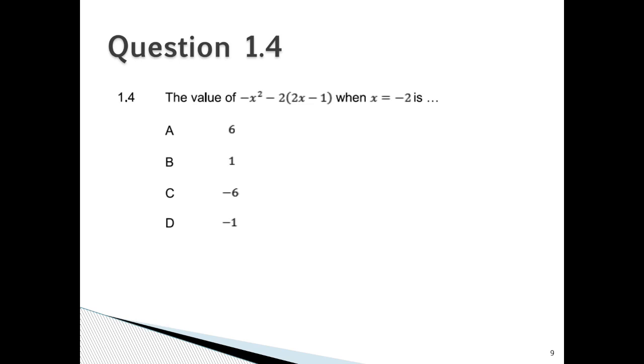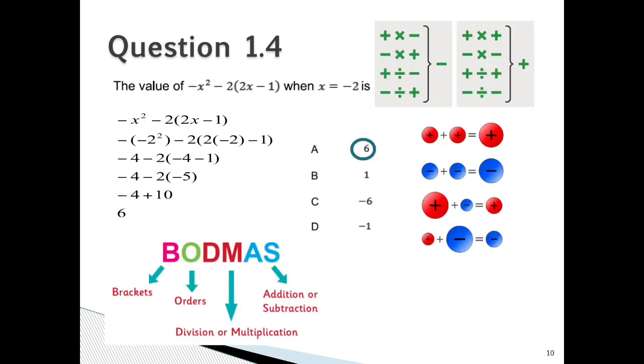Question 1.4. The value of negative x squared minus 2 in brackets 2x minus 1 close brackets when x is minus 2 is what? A, 6, B, 1, C, minus 6, or D, minus 1. It is important for us to remember BODMAS: brackets first, then orders, then division or multiplication, and then addition or subtraction. Calculations always need to be done in that order.